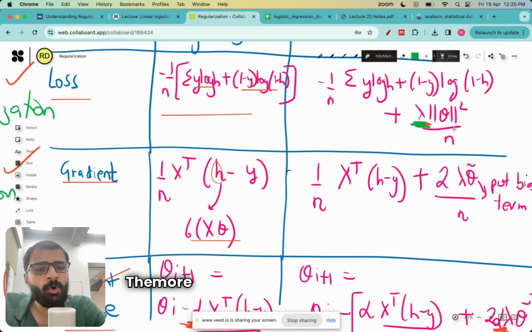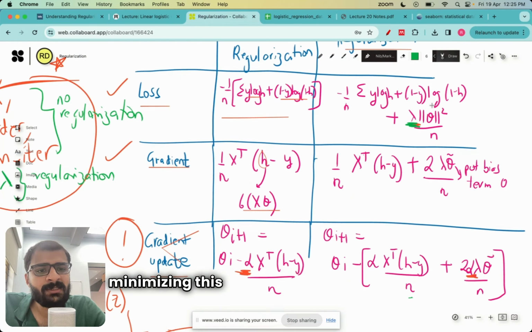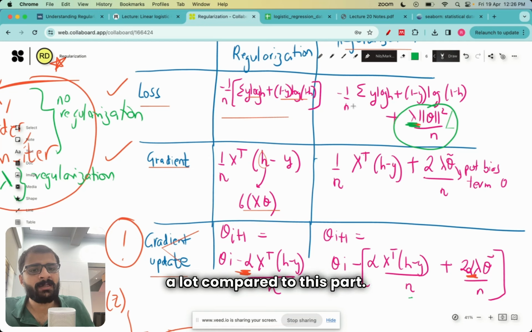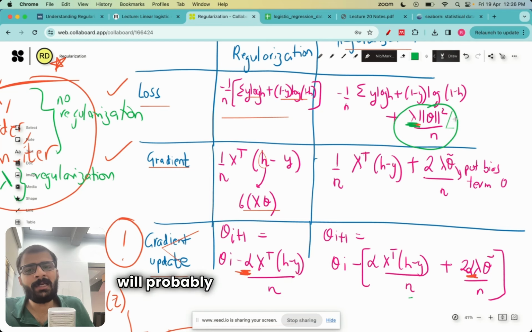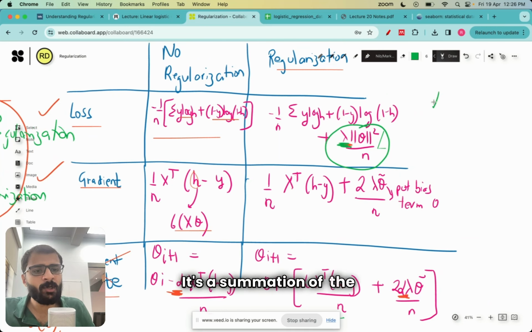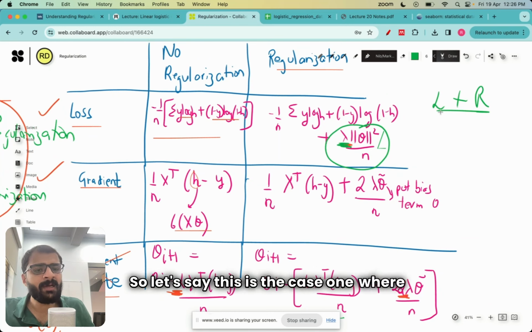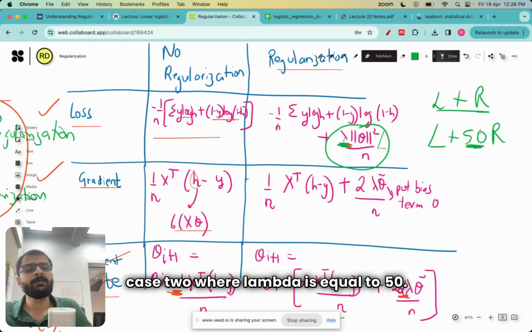Okay, so look at this. The more we increase the lambda, the more this algorithm will give importance to minimizing this aspect of the loss function. So the more we increase the lambda, the algorithm will give a preference to minimizing this a lot compared to this part. So even if the loss function is higher, it will probably lead to a lower overall loss. So it's a summation of two terms, right? It's a summation of the loss function plus the regularization. So let's say this is case 1 where lambda is equal to 1, whereas this is case 2 where lambda is equal to 50.